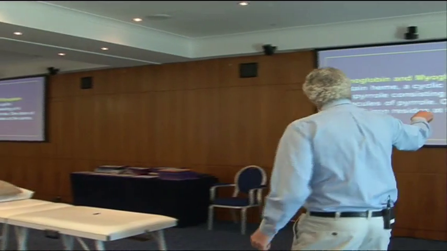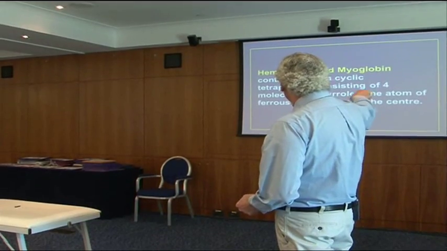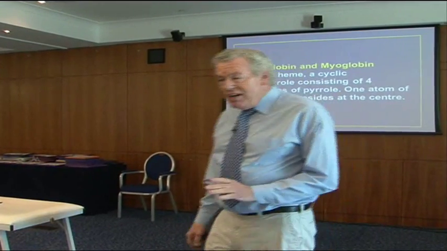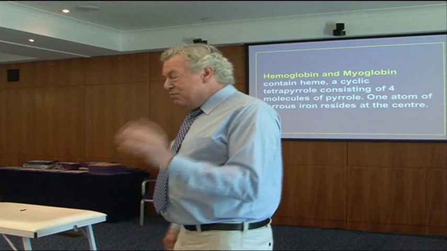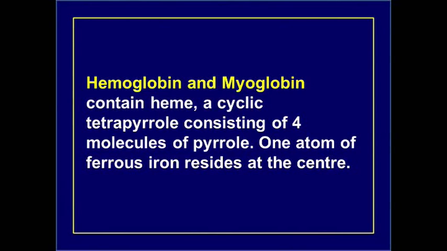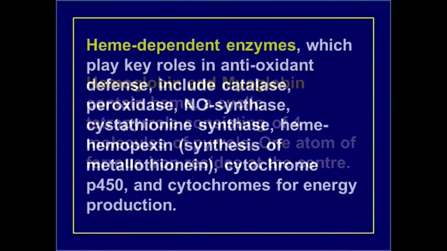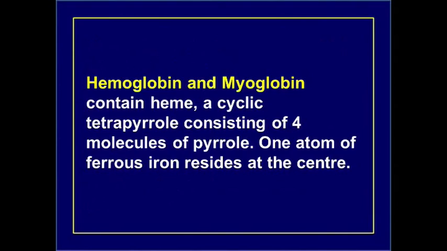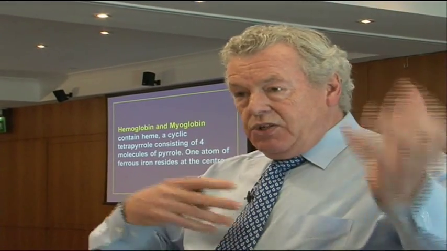So hemoglobin and myoglobin contain heme, a cyclic tetrapyrrole. Now, there's some great names coming up, but you don't have to learn them, there are abbreviations. It consists of 4 molecules of pyrrole, with 1 atom of ferrous iron residing at the center. Now, I heard about this from a colleague of mine, Susie LeBray in Australia, that we used to work together 4 years ago. And she asked me then, could you get some markers for me, Chris, about cryptopyrrole? And I said, oh, I'm sure I probably can, not knowing at all what she was talking about as far as what it was.